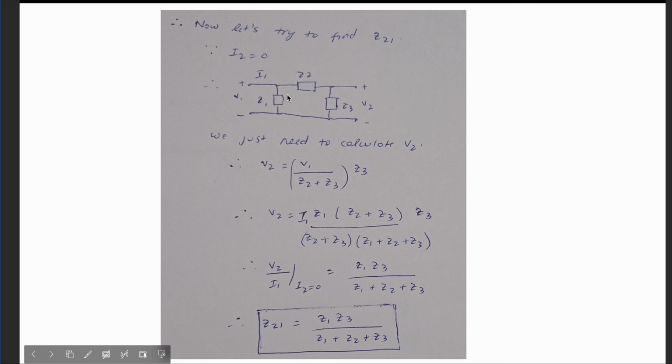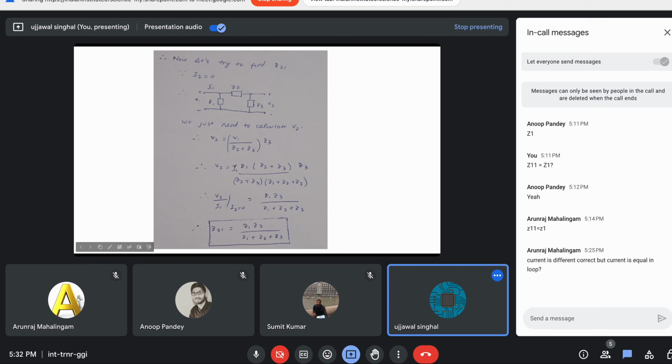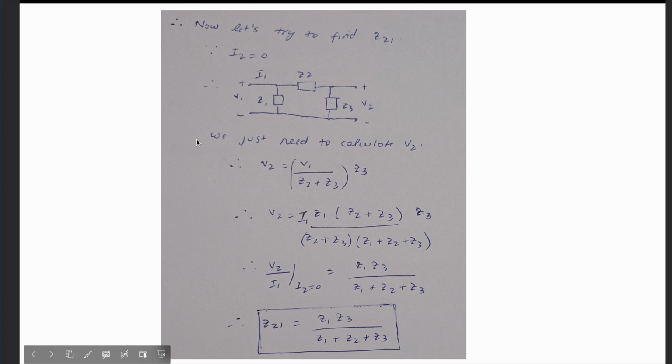Should I go through the solution? Maybe if anyone is not replying, I will go through the solution, and I will tell you what is the Z12 and Z22 of this, and then you need to solve the same for the T network.